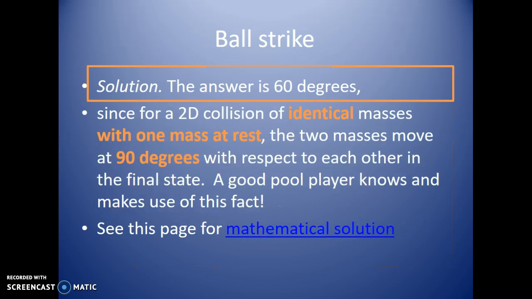And the answer is 60 degrees, because when you've got a two-dimensional collision of identical masses where one is at rest, then they will move at 90 degrees with respect to each other in the final state. And there's a link to a mathematical solution in the slides if you want to have a look at that.